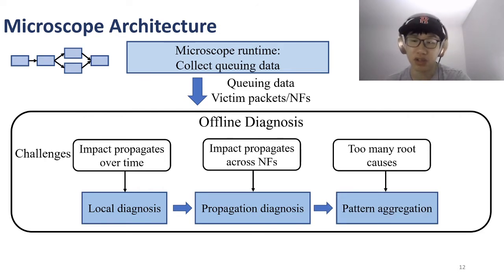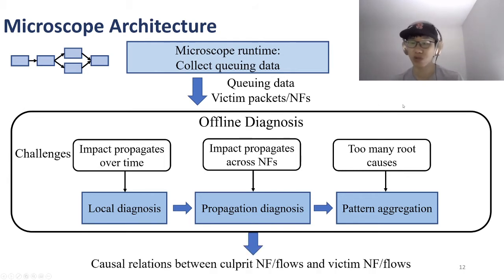The local diagnosis resolves the challenge of impact propagation over time. Propagation diagnosis resolves the impact propagation across network functions. Pattern aggregation converts a long list of diagnosis results into a short list of causal relation patterns, which is output of Microscope.